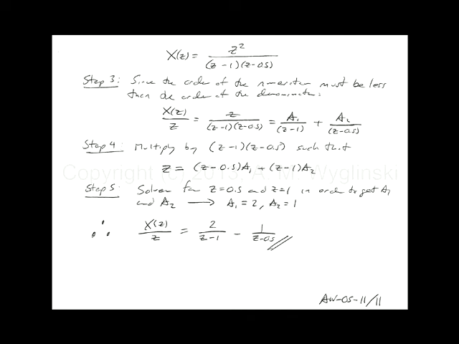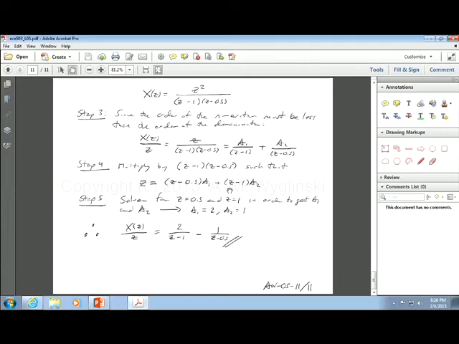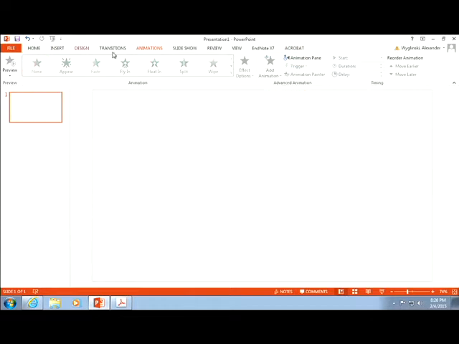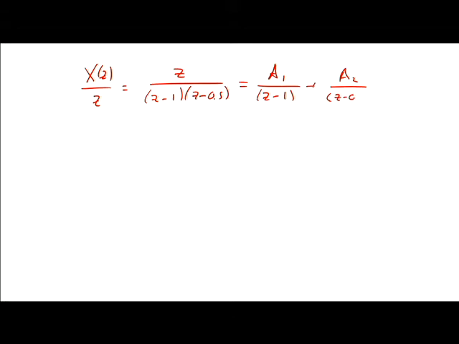Now, the left-hand side equals the right-hand side, right? You then do the other value: you plug in z equal to 1. So let's go back to this expression here. We know that this is going to be a1 over z to the minus 1 and a2 over z to the minus 0.5, right?